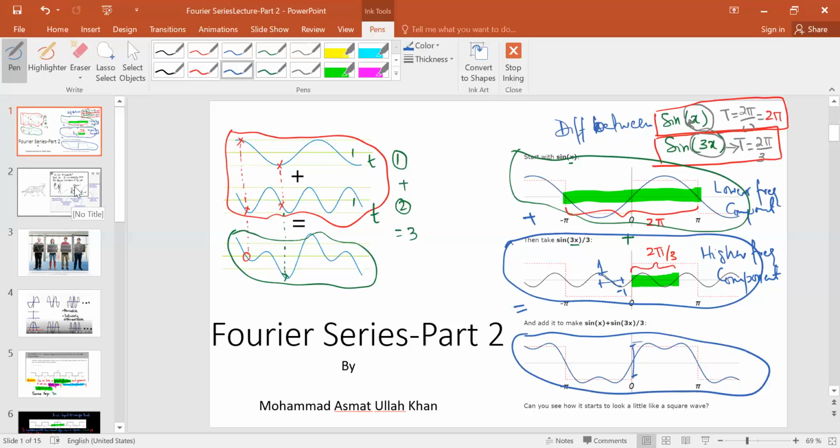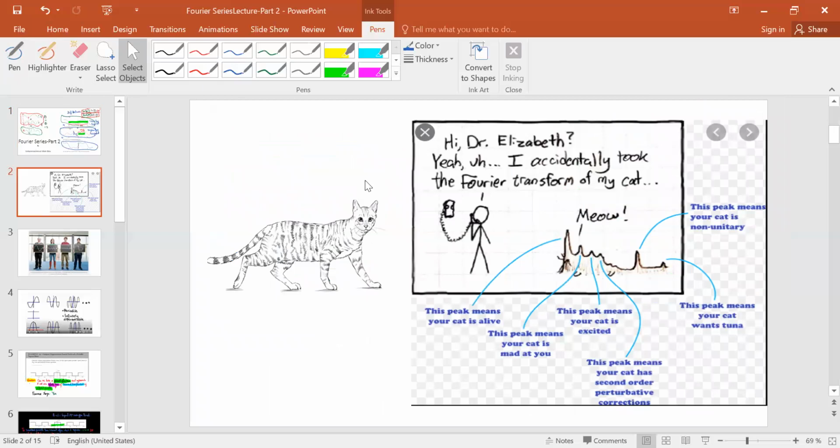Okay. And that's really amazing. And that's what I was trying to put forward. The message last time was that there was a person who is calling a doctor and saying, hey, Dr. Elizabeth, oh, I accidentally took the Fourier transform of my cat. So now look at this. The moment he took the Fourier transform of the cat, if the cat was being transformed, it will look something like this. Okay, because this is the Fourier transform of the cat.